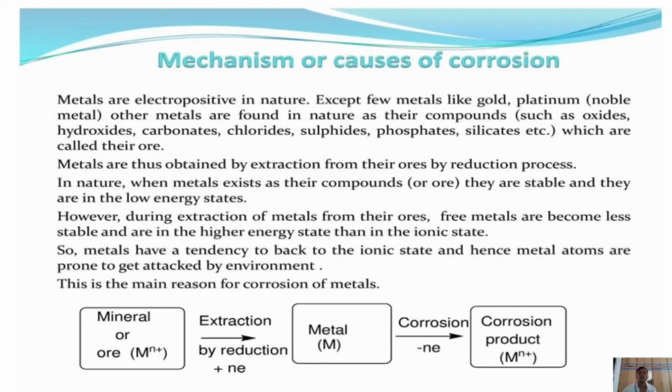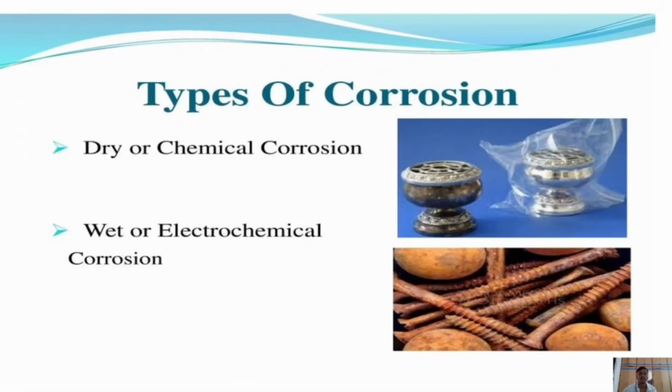Metals are electropositive in nature, except a few metals like gold and platinum, the noble metals. Other metals are found in nature as their compounds such as oxides, hydroxides, carbonates, sulfides, phosphates, etc., which are called their ore. Metals are thus obtained by extraction from their ores by a reduction process. In nature, when metals exist as compounds, they are stable and in low energy states.